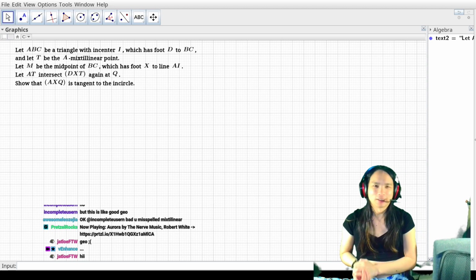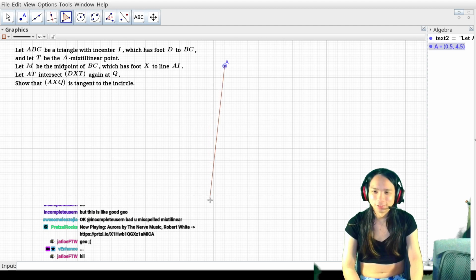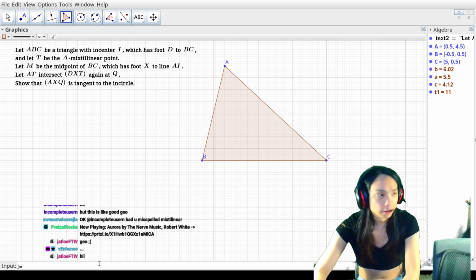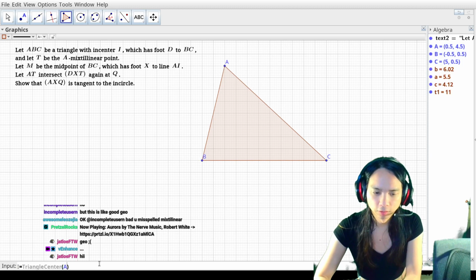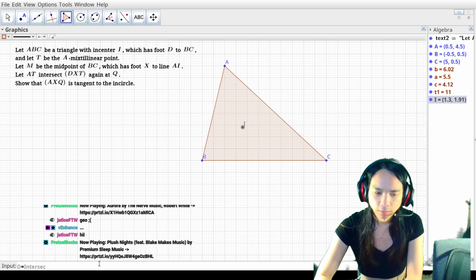Okay, welcome back. So this is just as config geo as they come, I'm assuming. We'll find out. But you've got a triangle ABC, and it has incenter I, and D is the foot from the incenter.